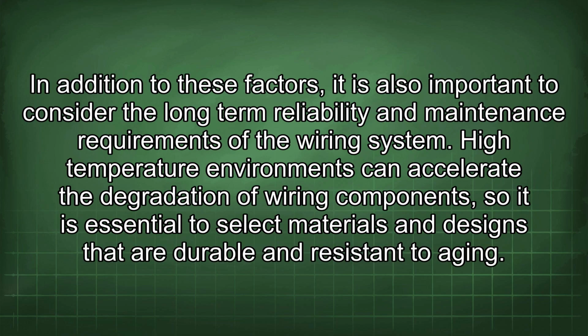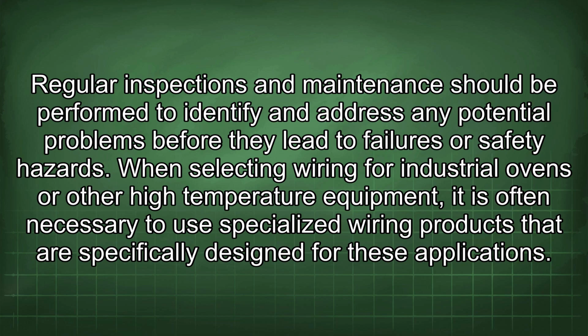In addition to these factors, it is also important to consider the long-term reliability and maintenance requirements of the wiring system. High-temperature environments can accelerate the degradation of wiring components, so it is essential to select materials and designs that are durable and resistant to aging. Regular inspections and maintenance should be performed to identify and address any potential problems before they lead to failures or safety hazards. When selecting wiring for industrial ovens or other high-temperature equipment, it is often necessary to use specialized wiring products that are specifically designed for these applications.